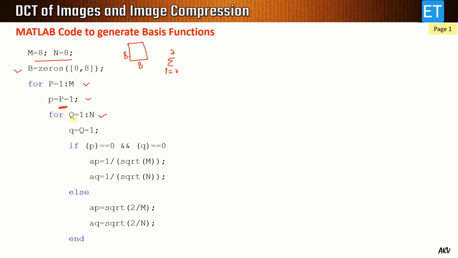Similarly the q is varying from 1 to n. If you remember this equation, p is varying from 0 to m minus 1, and q is varying from 0 to n minus 1. Okay. And with these conditions I am calculating the two coefficients alpha p and alpha q. If both p and q are 0, then alpha p and alpha q are both 1 upon square root m, if you remember from the previous equations. Otherwise they are simply square root 2 upon m or square root 2 upon n.